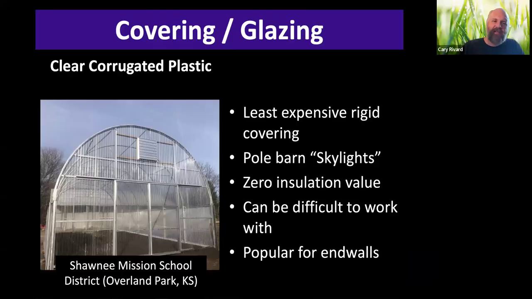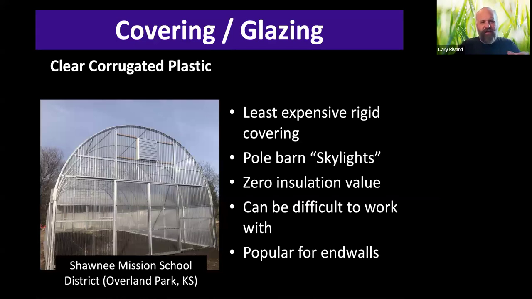Clear corrugated plastic is used really more so for high tunnels than it is for greenhouses, or for hardening off and hoop houses, less expensive greenhouses. It works really well for end walls, and we've got a greenhouse at our research station that has clear corrugated for the end walls. I don't really like it for the sidewalls, although I have seen that used before. It's just kind of hard to work with.